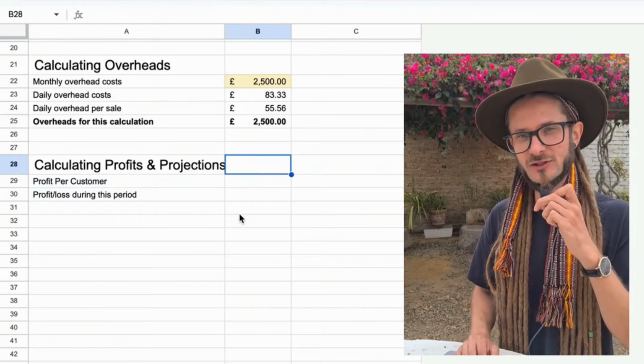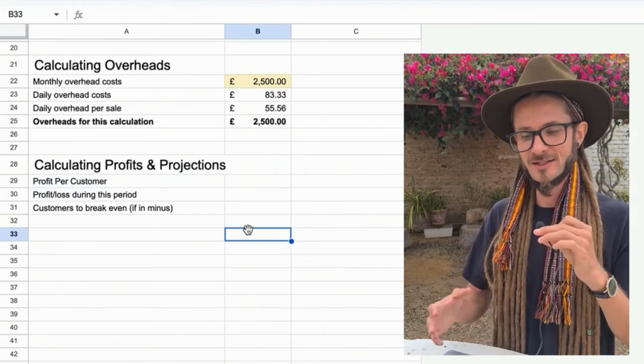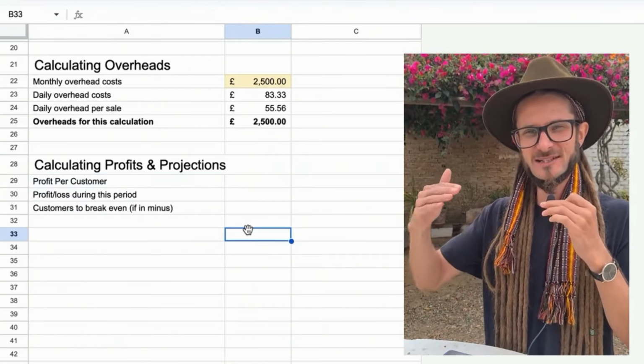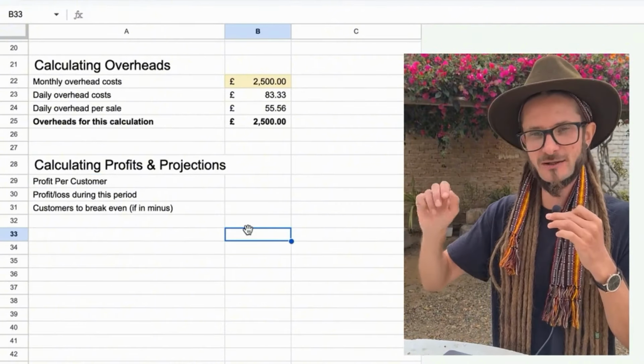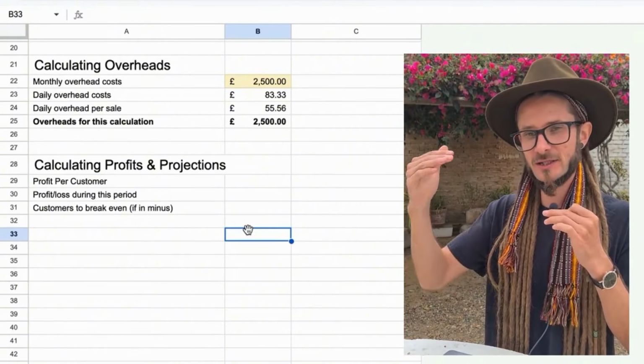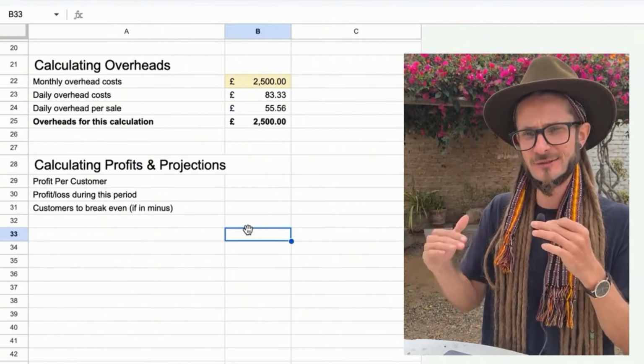The next is the profit and loss during that period. The next is how many customers, if in the minus, we would need to break even. Okay, these numbers are kind of important to look at if the company is in the red or if the company is losing money every month.